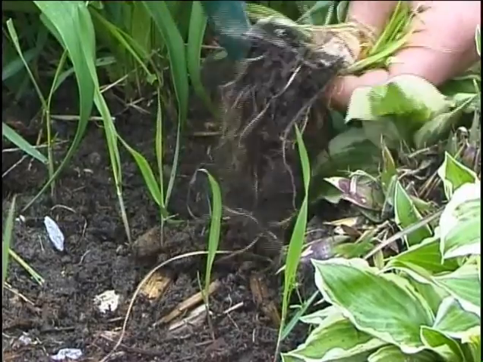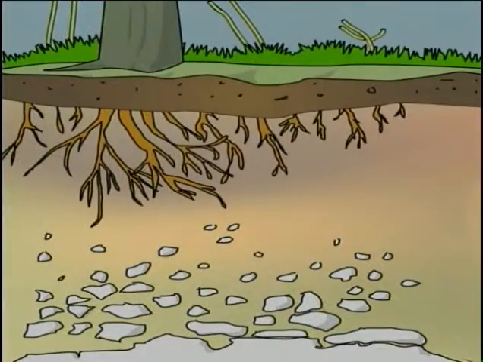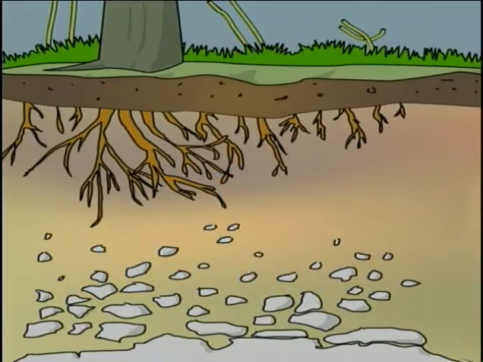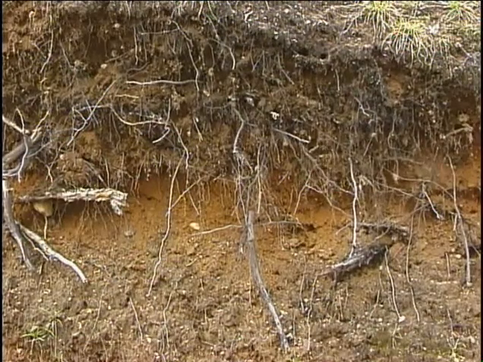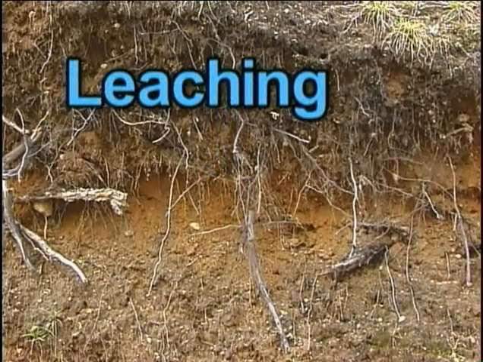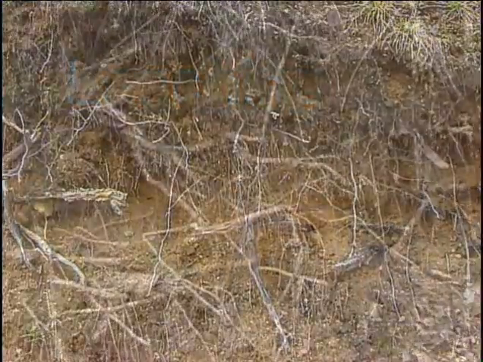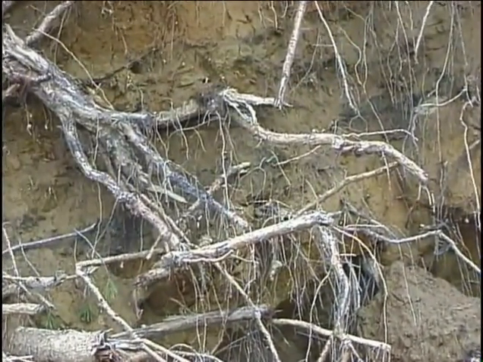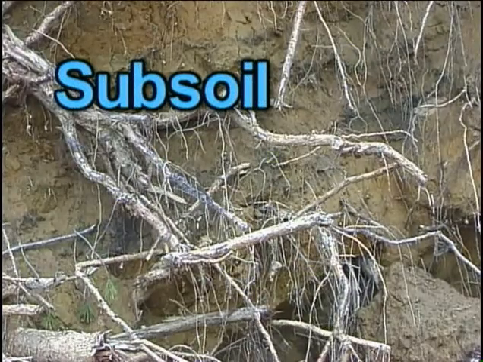Beneath the A horizon is the next soil layer, called the B horizon. The B horizon tends to be a lighter color than the A horizon and contains less humus than the A horizon. Some minerals may wash into the B horizon via a process called leaching. The roots of plants and trees may extend into the B horizon, which is sometimes called subsoil.